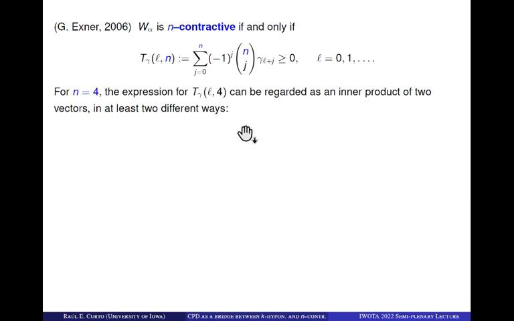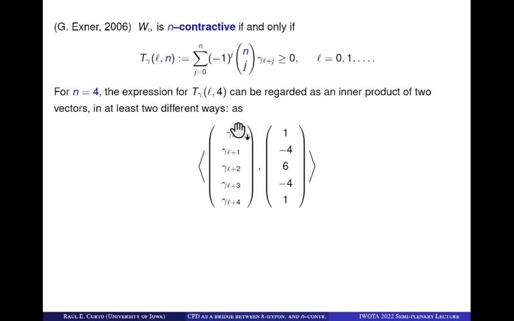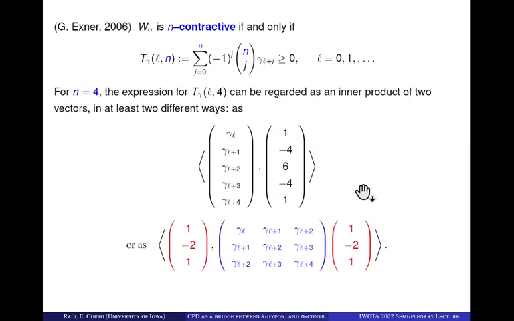When n is equal to 4, the expression can be regarded as an inner product of two vectors, at least in two different ways. I can think of it this way, right? So gamma L, L plus 1, L plus 2, L plus 3, L plus 4, and then 1, negative 4, 6, negative 4, 1. That's one way to express it. But there is another way, which is as an inner product between two quantities, 1, negative 2, 1, and 1, negative 2, 1, acted upon by the 3 by 3 matrix gamma L plus 1, L plus 2, L plus 3, L plus 4. And you see what's happening here.